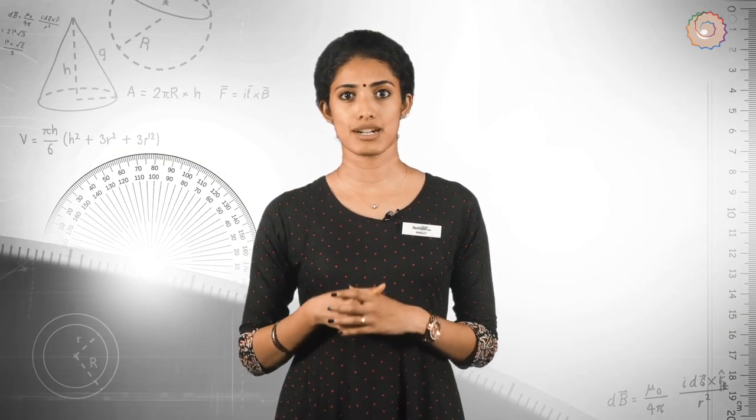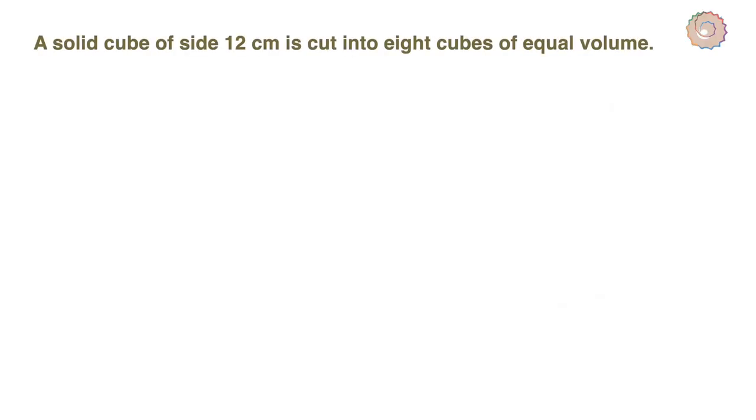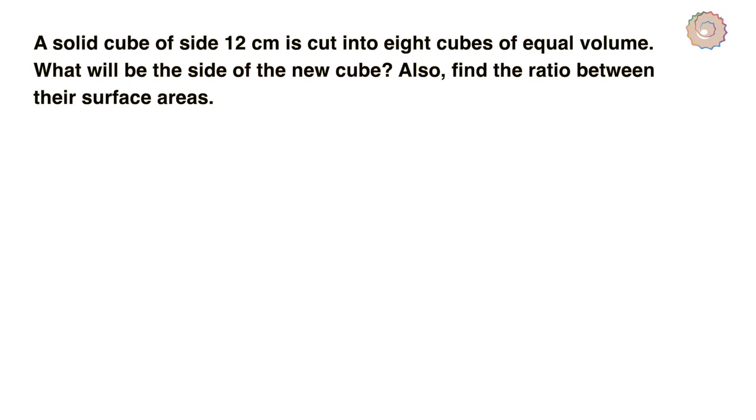Let us now consider a problem depending upon the same. A solid cube of side 12 cm is cut into 8 cubes of equal volume. What will be the side of the new cube? Also, find the ratio between their surface areas. The solution for the same is as follows.